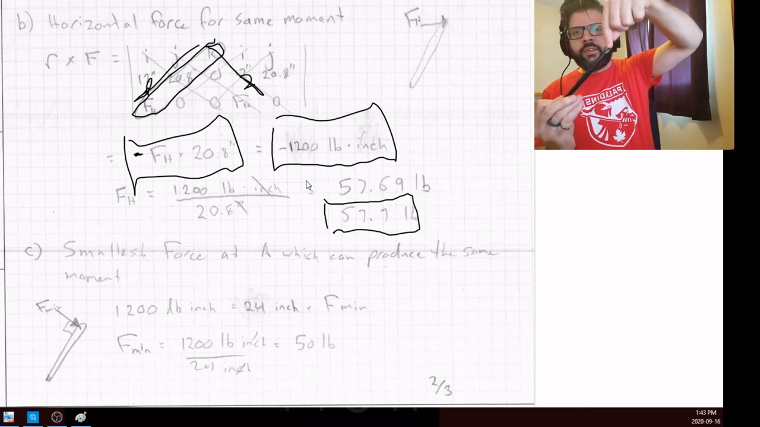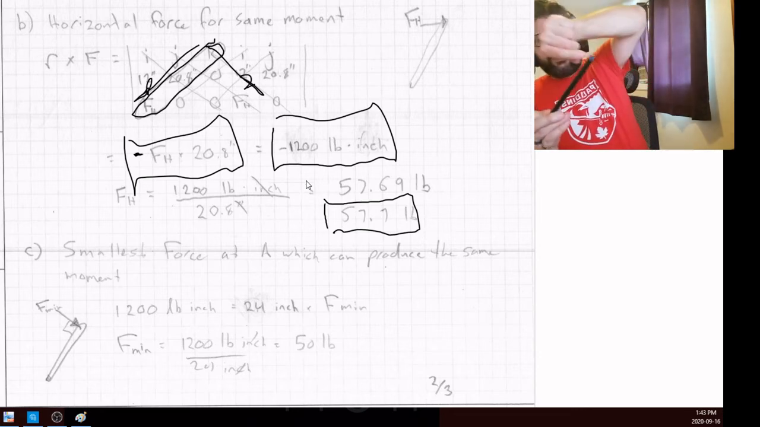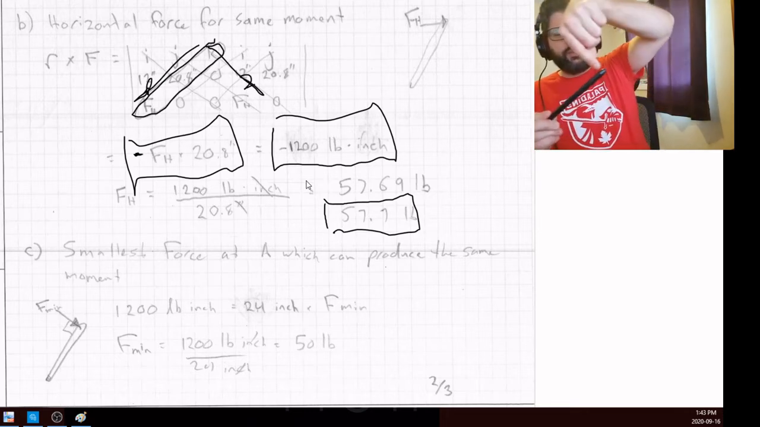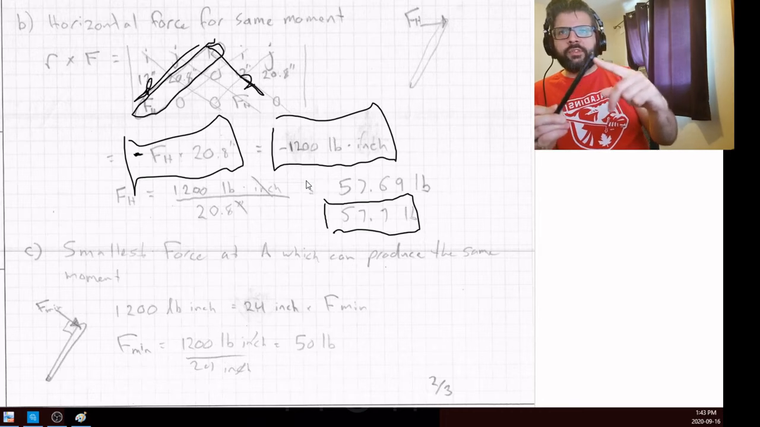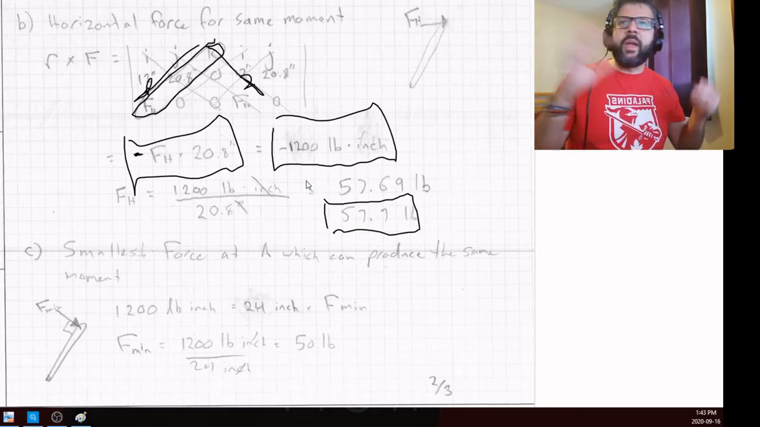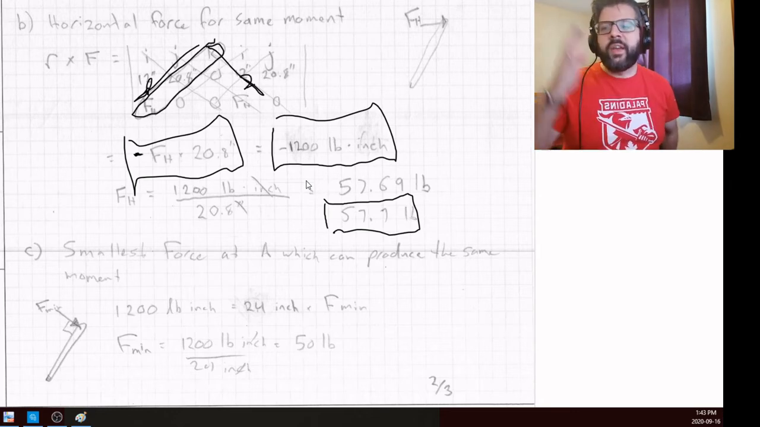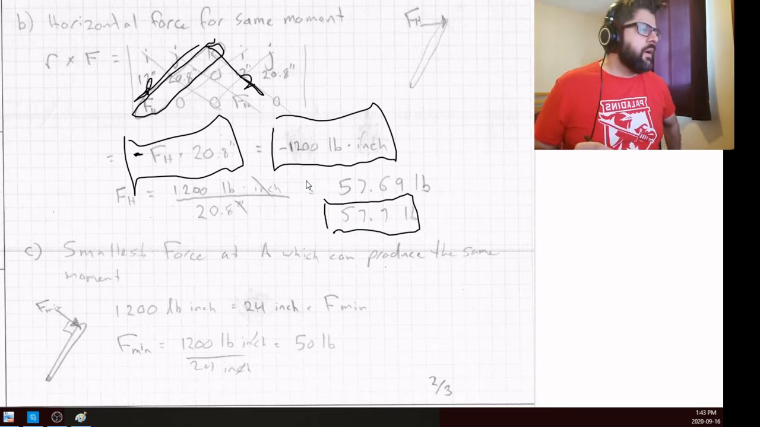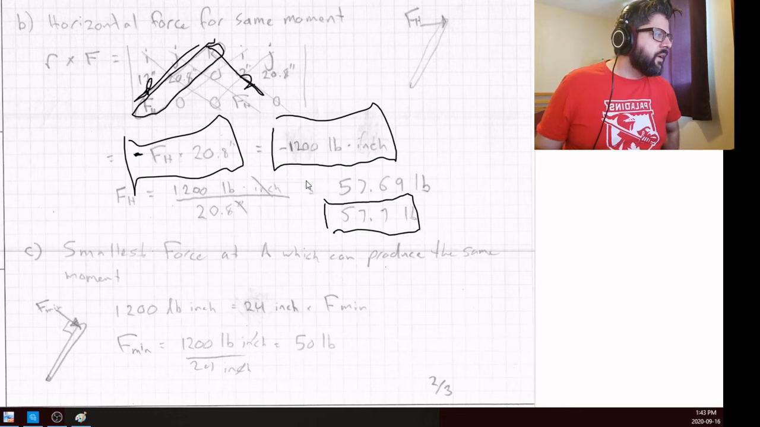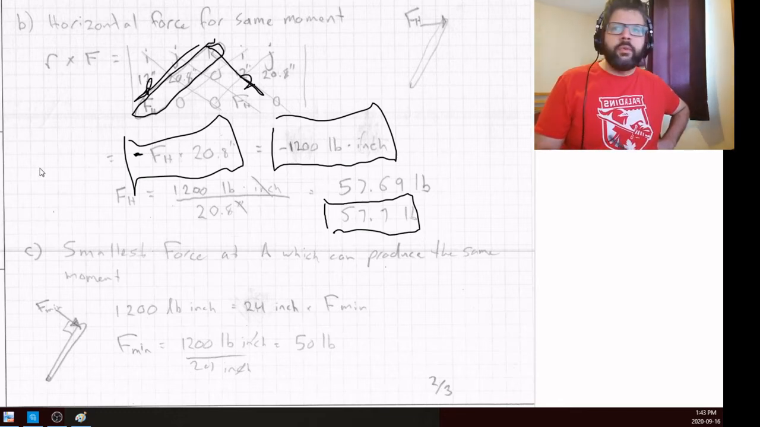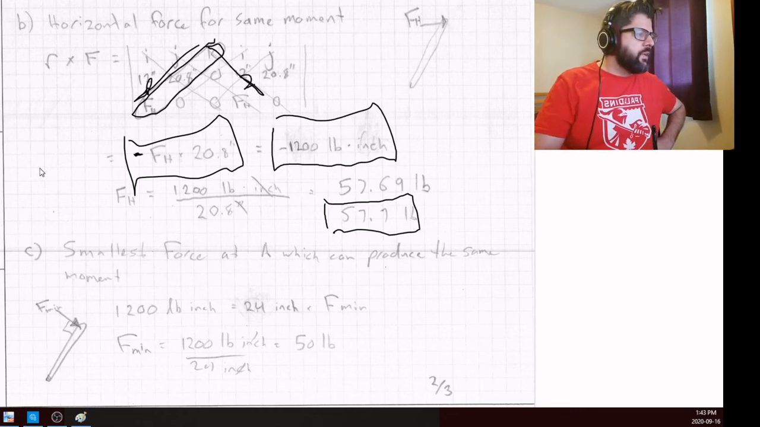Not when I'm doing this, not when I'm pushing like this, not when I'm doing this. It's when it's perpendicular, either this way or this way. That's when the magnitude is the maximum. Obviously, you still need to keep your sign conventions in mind. So essentially, we'll just equate those two.